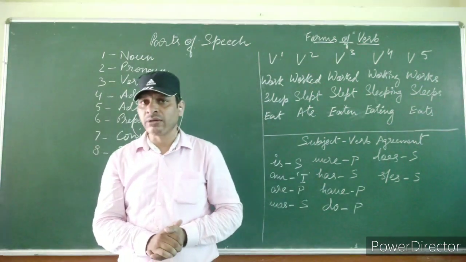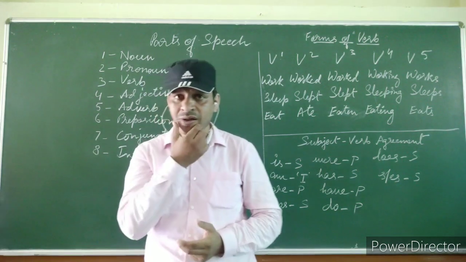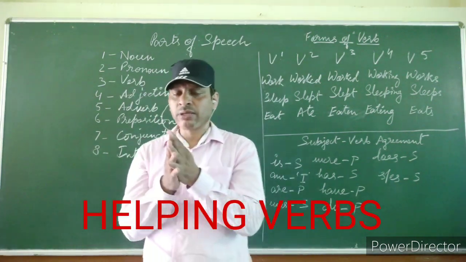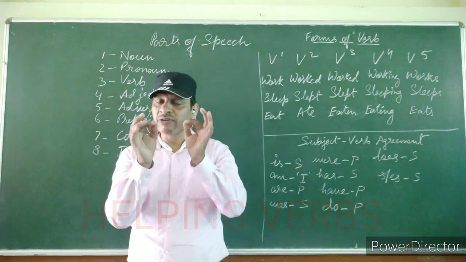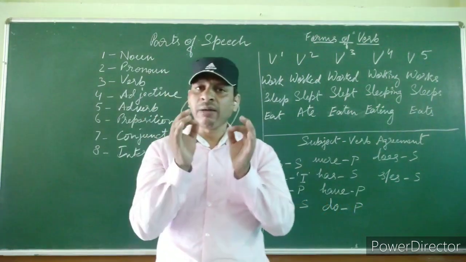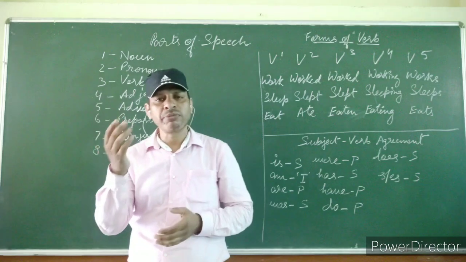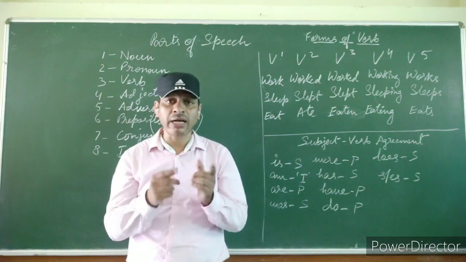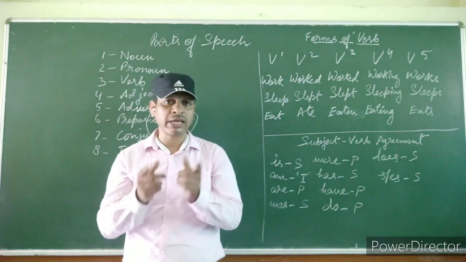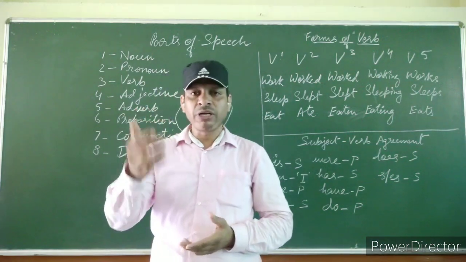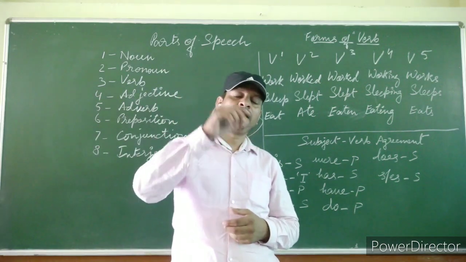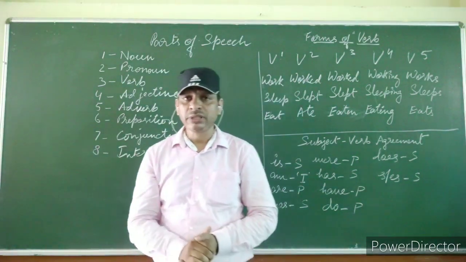Now, how many helping verbs are there in total? Total 23 helping verbs are there. Am, is, are, was, were, been, be, have, has, had, do, does, did, will, would, shall, and should. There are 5 more helping verbs: may, might, must, can, could.